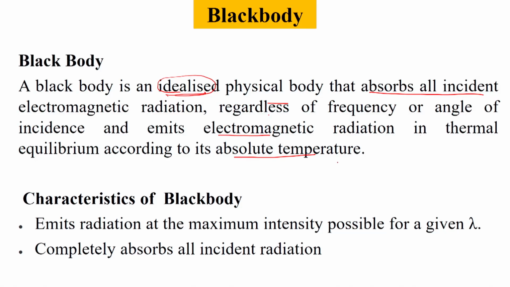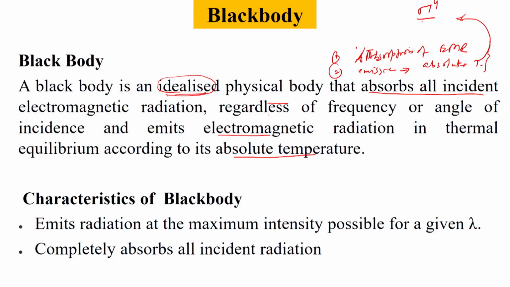So two things are there. Number one is 100% absorption of EMR, and number two is that the radiation emission is given by the absolute temperature. So it depends on the temperature how much emission there will be, and we will see that this emission is given by sigma T to the power 4. We will come to that one.